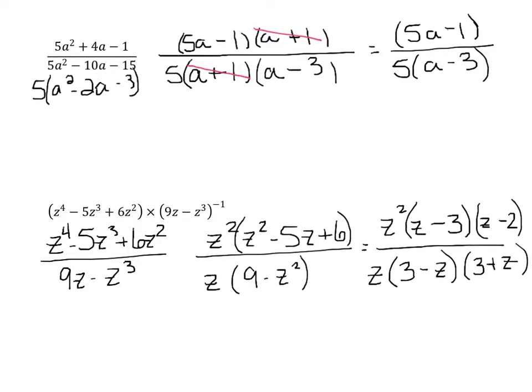Now maybe you notice I've got z minus 3 and 3 minus z. What you are allowed to do here is you're allowed to factor a negative 1 out of this, and that turns this into z minus 3. Once you've done that, this cancels. You cancel 1z here. You end up with negative z times z minus 2 over 3 plus z. And that negative really can go anywhere in the fraction.